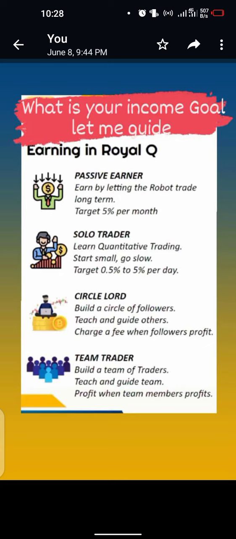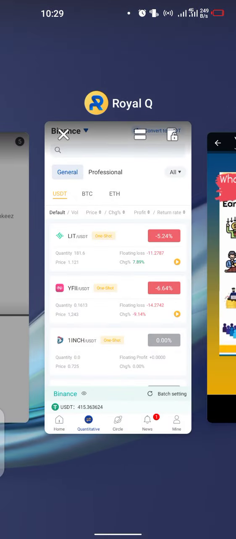Depending on which type of trader you are, you need to have two directions of the market: when the market will be going up and when the market will be going down. The ability to benefit from the market depends on your principal or your capital, but most perfectly your settings make more sense. Now let's go into the settings of Royal Q.